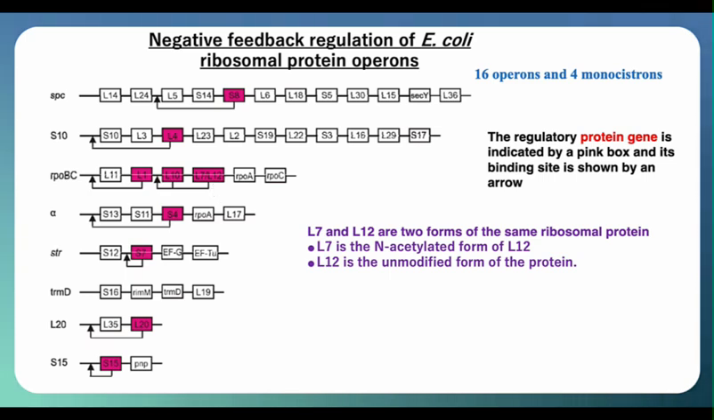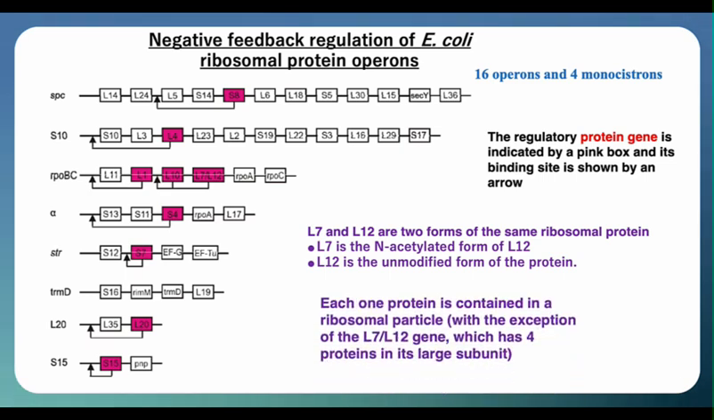As mentioned earlier, each protein is generally present in one copy per ribosome. However, it is known that there are 4 copies of L7 and L12 proteins in one large subunit. In the large subunit, L7 and L12 proteins form dimers, and 2 dimers are present, accounting for the 4 molecules.